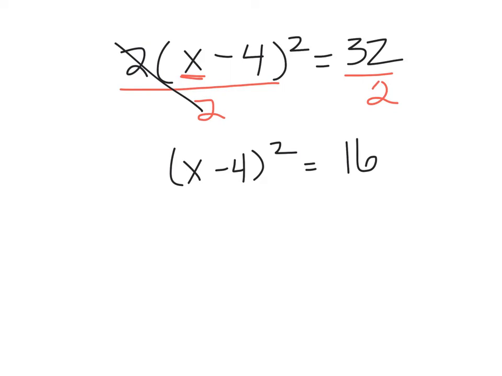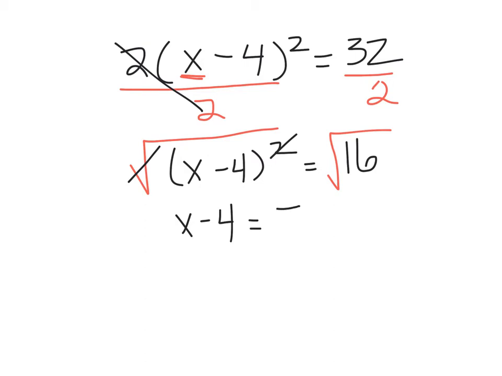Now, the thing that's closest to x is the minus 4. The next furthest thing is the squared, so we actually have to get rid of the squared next. So we're going to take the square root of both sides. The square root of (x minus 4) squared gets rid of the squared, and we're just going to be left with the x minus 4. Anytime we take the square root, we have to put the plus or minus symbol. So the square root of 16 is plus or minus 4.